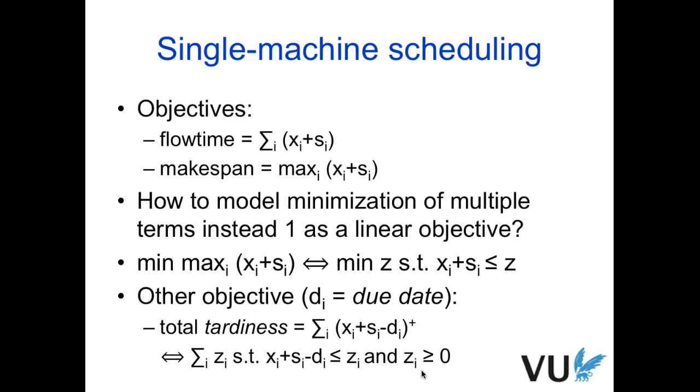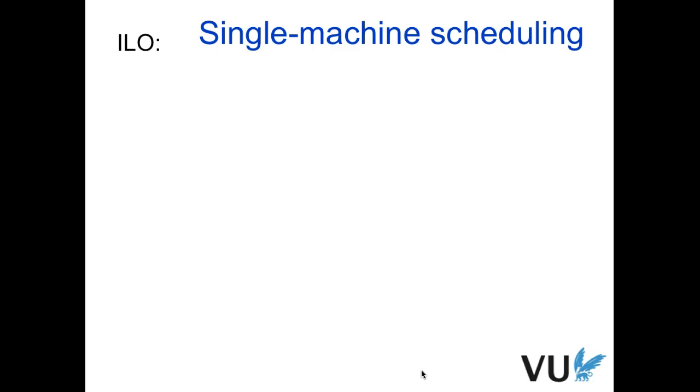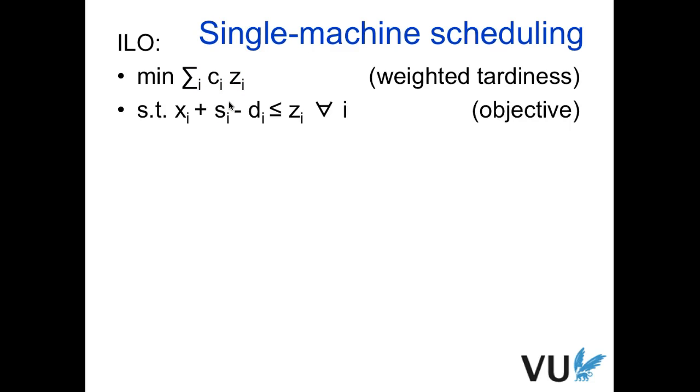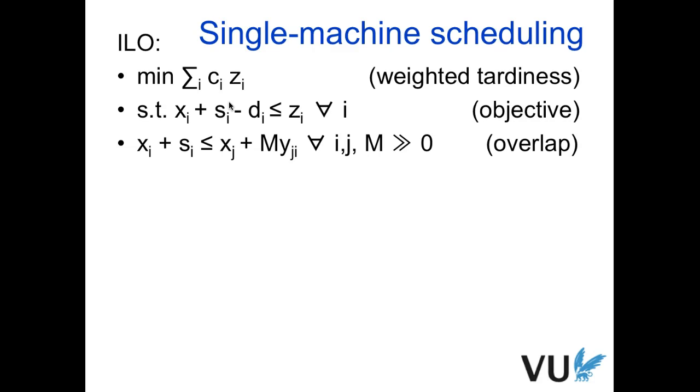Okay, now we can put all these things together and come to the integer linear optimization formulation of the single machine scheduling problem. We saw how to model the tardiness, and actually we have a weighted tardiness. One job might be more important than the other, so the ci's are costs. You can say ci is the cost for being 1 unit late on job i. These are the terms related to the objective.